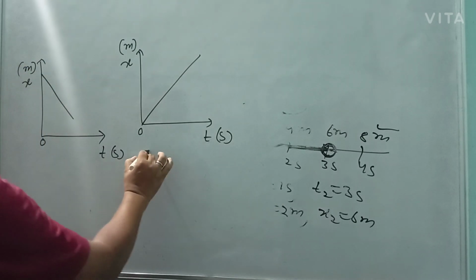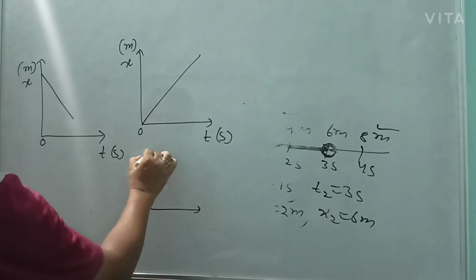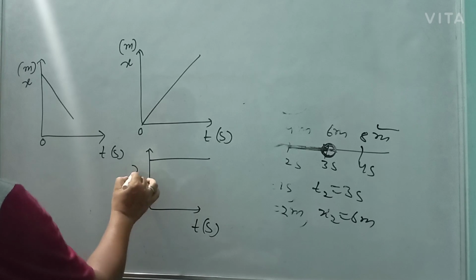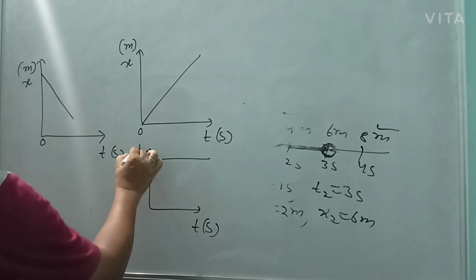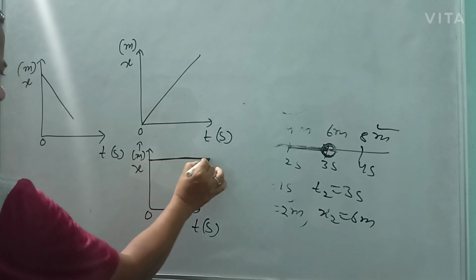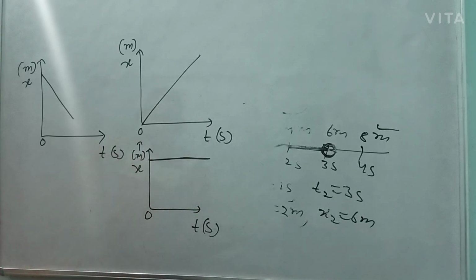If I take the graph like this, so what does it mean? With time, position is constant. Position is not changing. So what does it mean? The body is at rest.